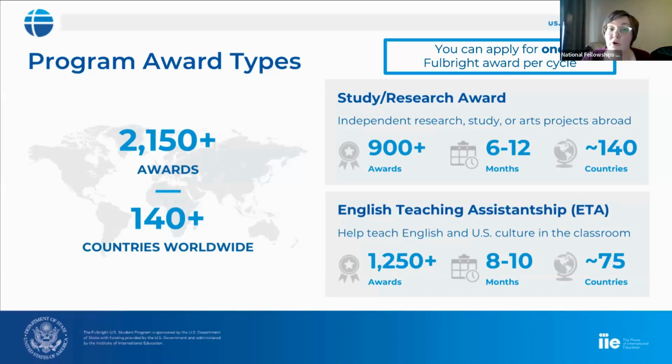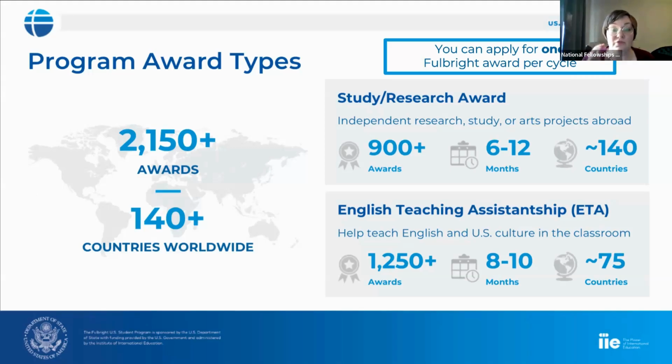There are slightly more English teaching awards available, about 1,250. Those last an academic year, about 8 to 10 months, and go to about 75 different countries. The reason for the slightly smaller number of countries is because a lot of countries already have quite a significant English-speaking population. So those are the two main types of awards that you can apply for.